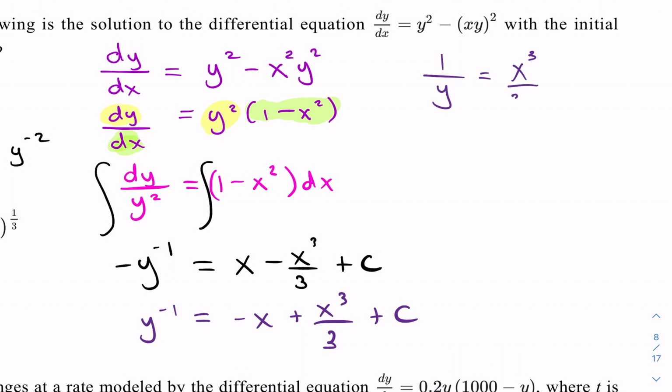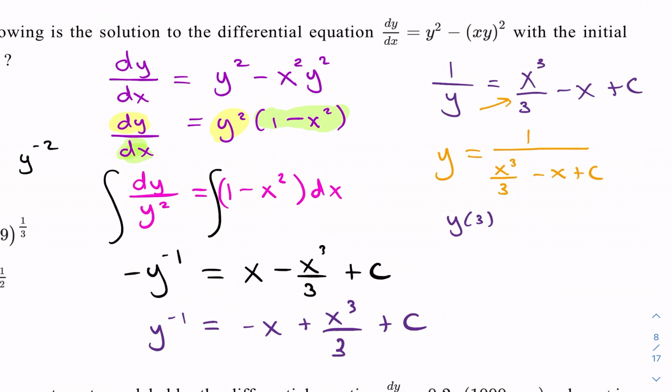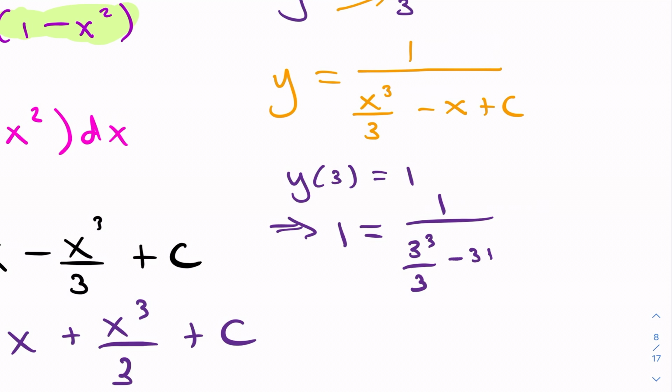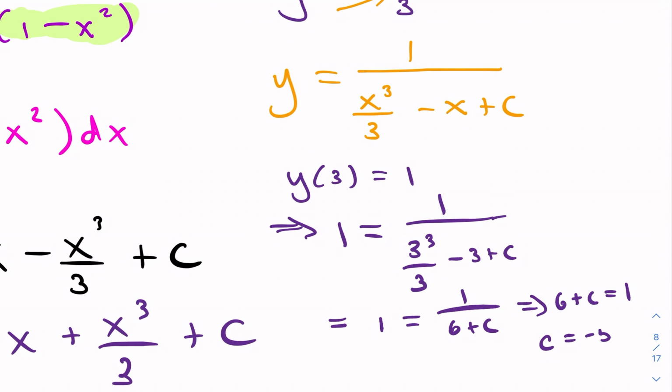We can plug in our initial condition at this point. So I know y of 3 is 1, so y of 3 equals 1 implies that 1 is what I get when I do 1 over 3 cubed over 3 minus 3 plus our constant. So I get 1 equals 1 over, that's 27 divided by 3 is 9, 9 minus 3 is 6, 6 plus c, and that implies that 6 plus c must be 1, or that c is equal to negative 5.